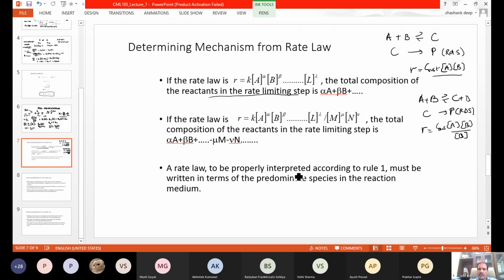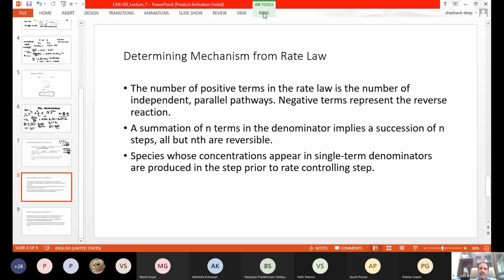A rate law, to be properly interpreted according to rule 1, must be written in terms of predominant species in the reaction medium. So it should be written in terms of predominant species, then only that is true. Next, this third point I will explain later, but just keep that in mind.